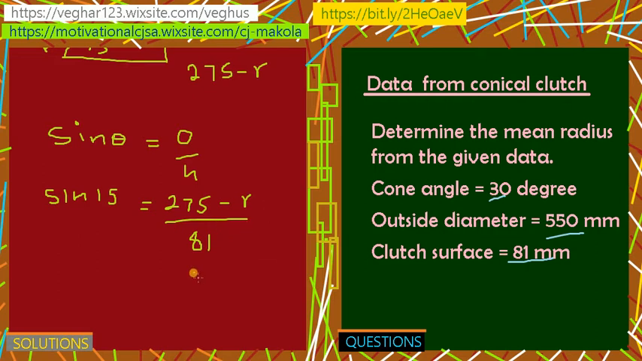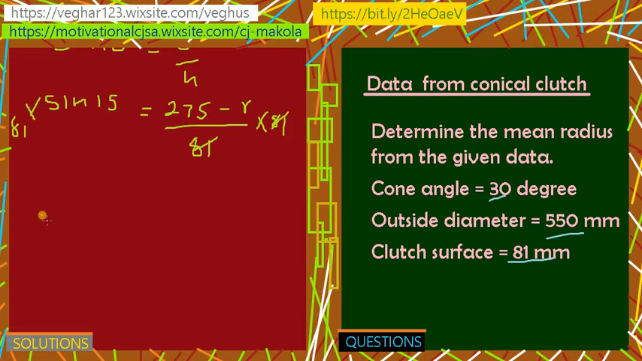So what do we do? We multiply both sides by 81. What we do on the left, we must also do on the right. Both sides are multiplied by 81, so this 81 cancels this 81. Now 81 multiplied by sine 15 equals 275 minus r. But we are looking for r, not for 275 minus r.